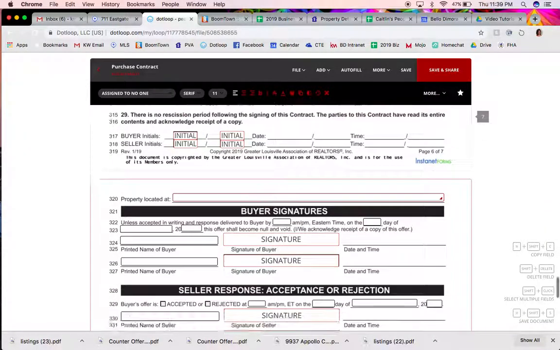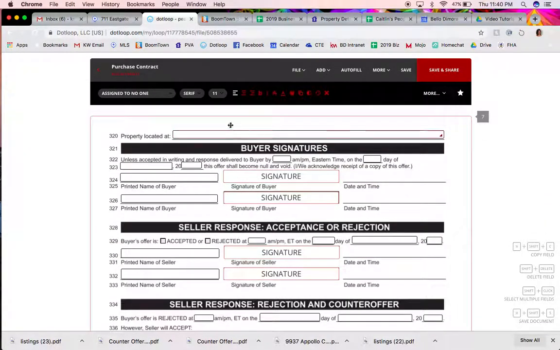And we're just going to roll into page 7 because this last page is so short. Property address at the top, and this is the response time that you are giving to the seller to respond. So in this case, it's super late at night. I'm not going to make somebody respond super early in the morning. So I would be a good, decent human and maybe say by 5 p.m. on the 16th day of August 2019.